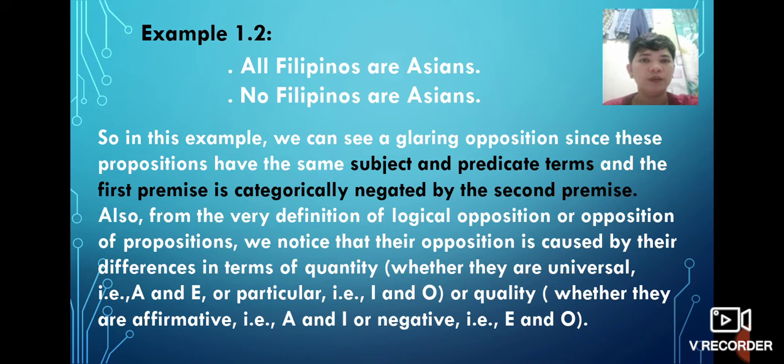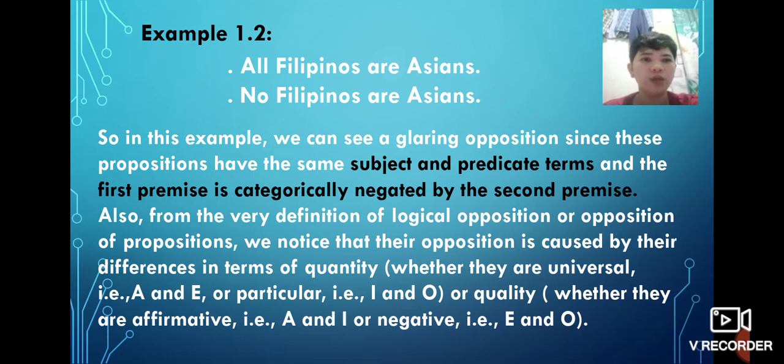This second example: all Filipinos are Asians, no Filipinos are Asians. In this example, we clearly see that they have the same subject and predicate terms, Filipinos and Asians. So the first premise, all Filipinos are Asians, is categorically negated, meaning denied, by the second premise, no Filipinos are Asians.